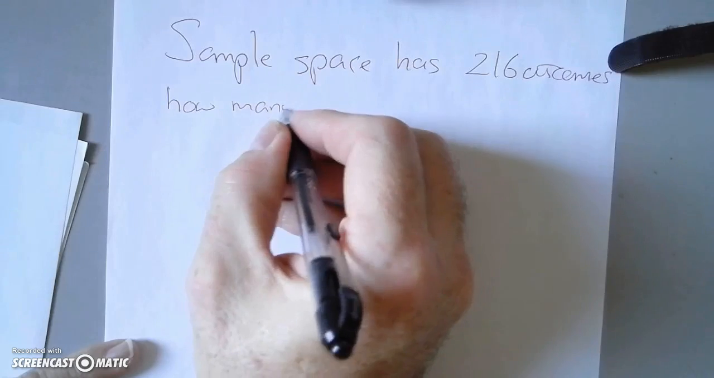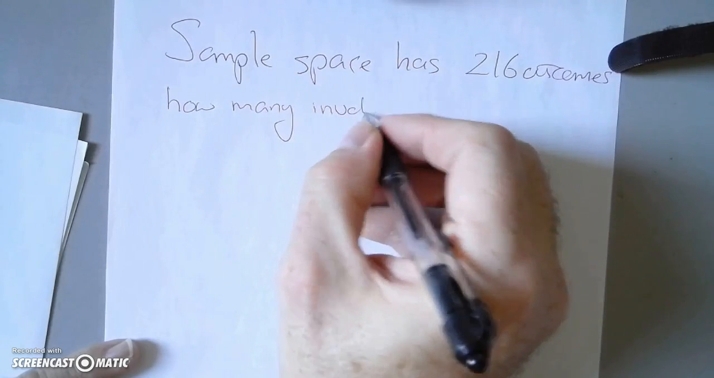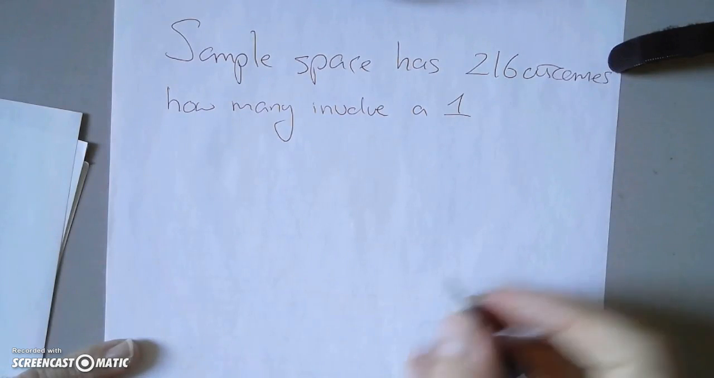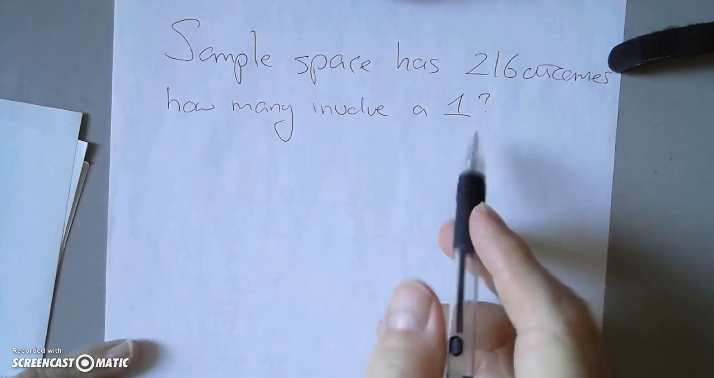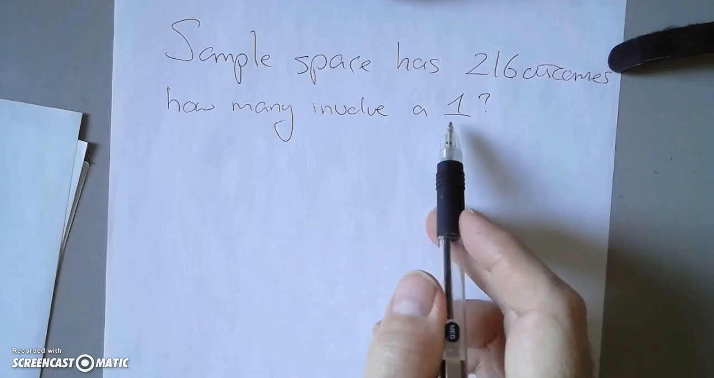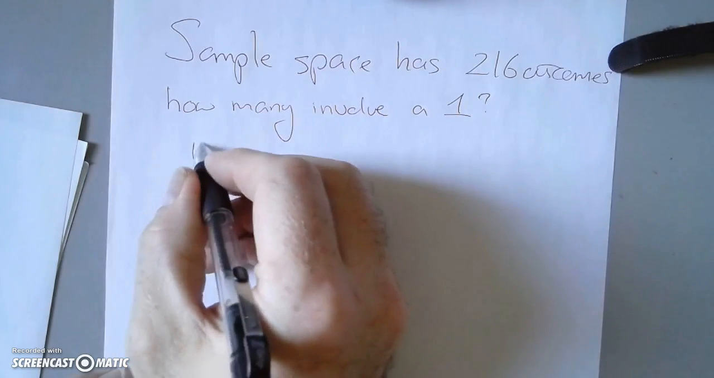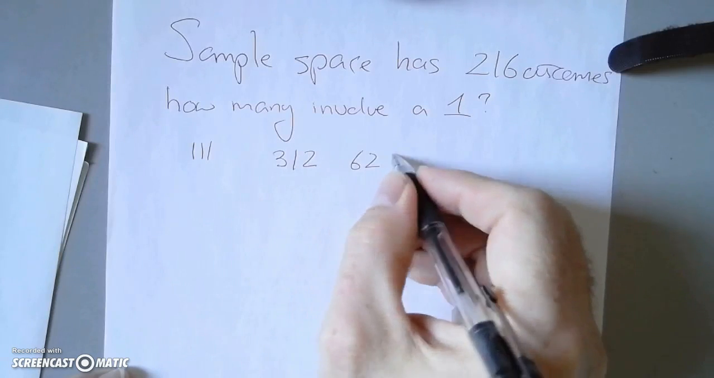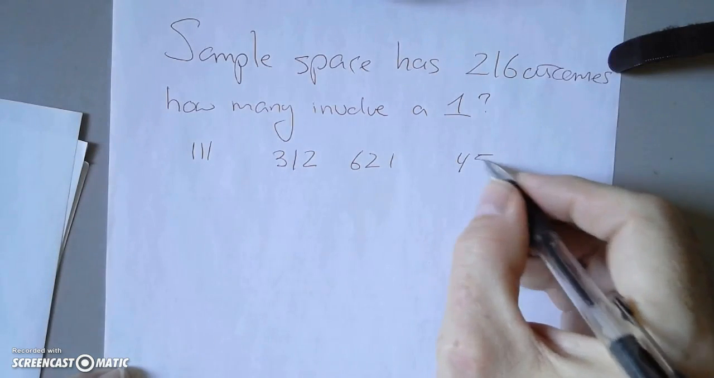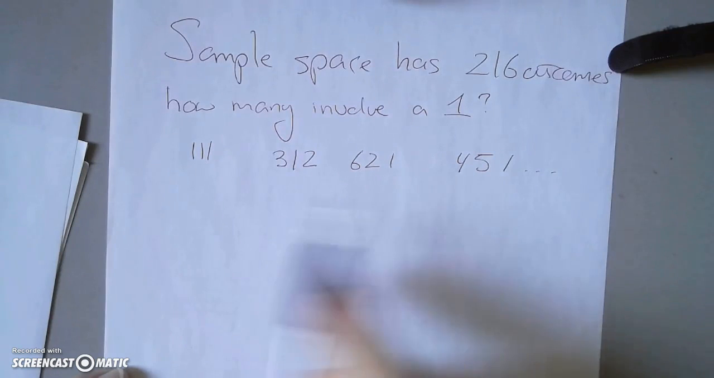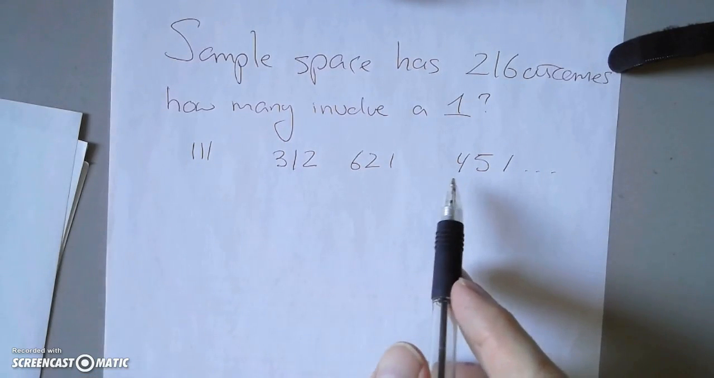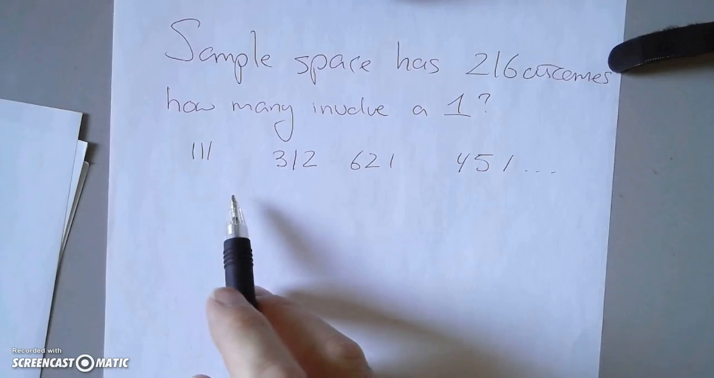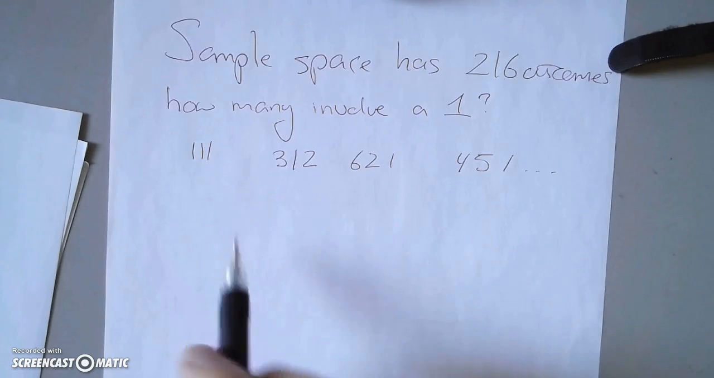How many involve a 1? Because those are the times you're going to win. So examples: 1, 1, 1; 3, 1, 2; 6, 2, 1; 4, 5, 1, and so on. There are clearly lots of ways of rolling a die 3 times and getting a 1. How do we find all of them?